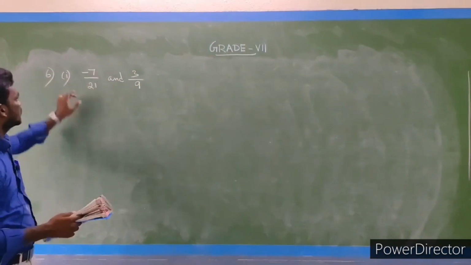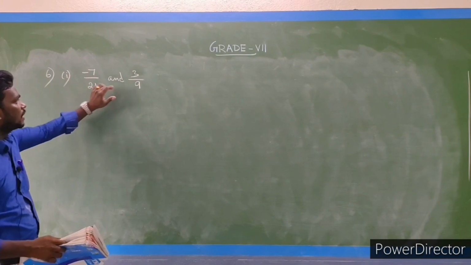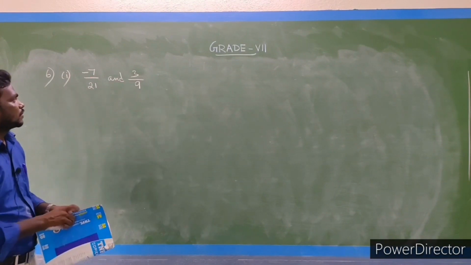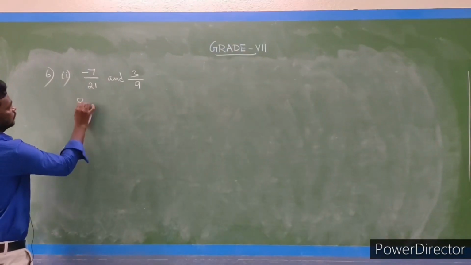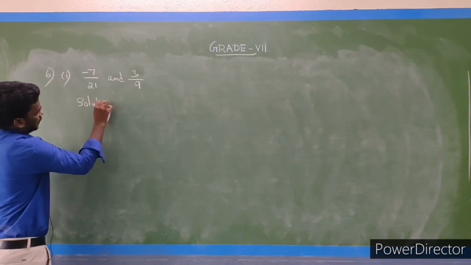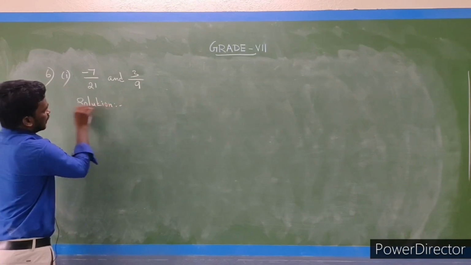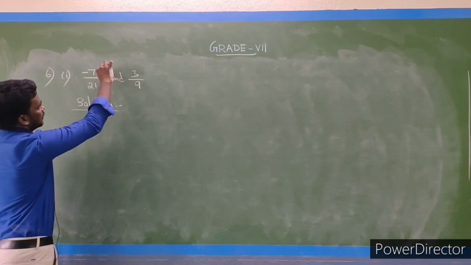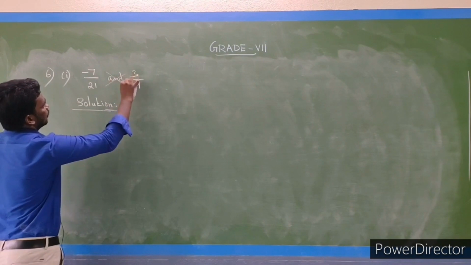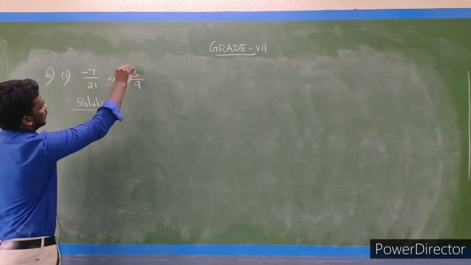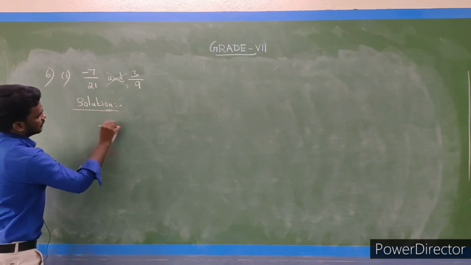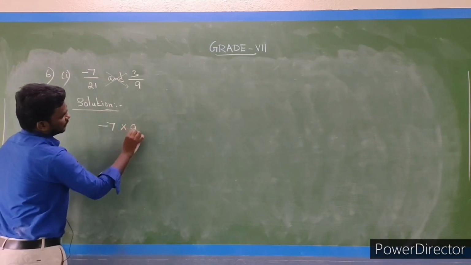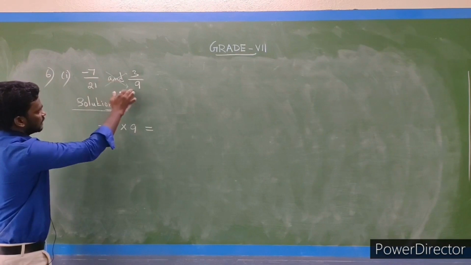The first one is minus 7 by 21 and 3 by 9. So we want to check whether these two numbers are the same rational numbers or not. How to check this? So in our solution, we have to cross multiply these numbers. That is 7 into 9 and 21 into 3. So how to cross multiply this? Minus 7 into 9.